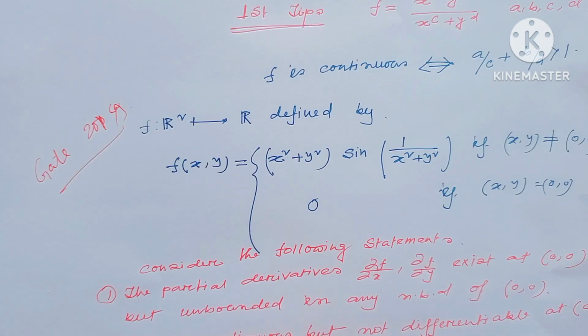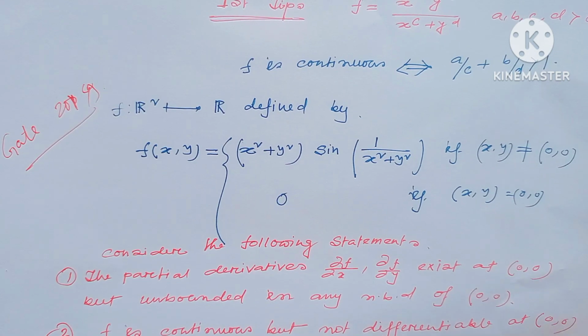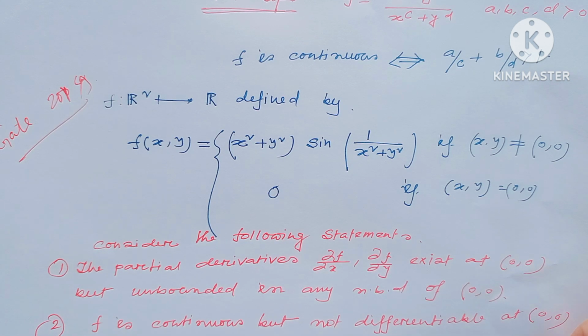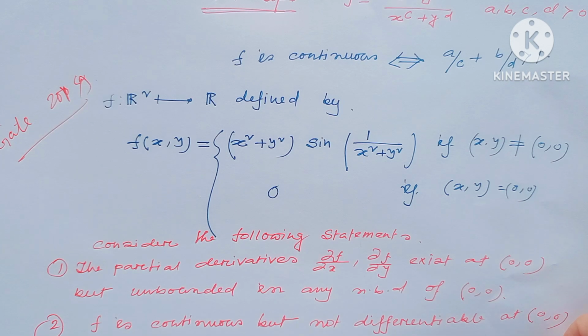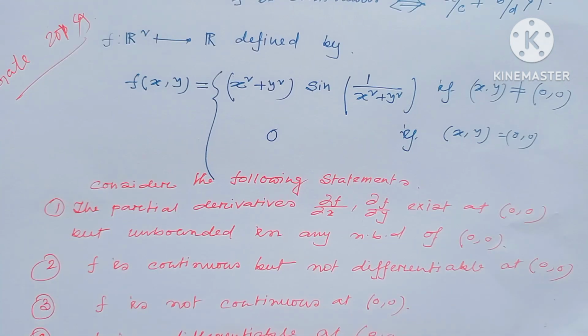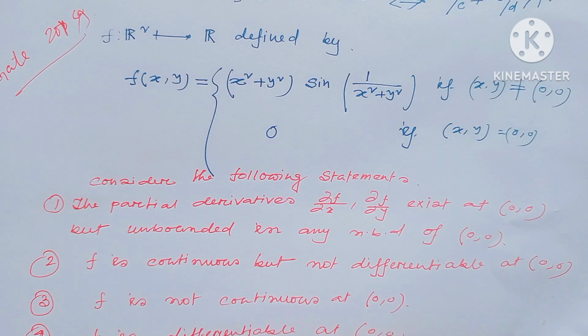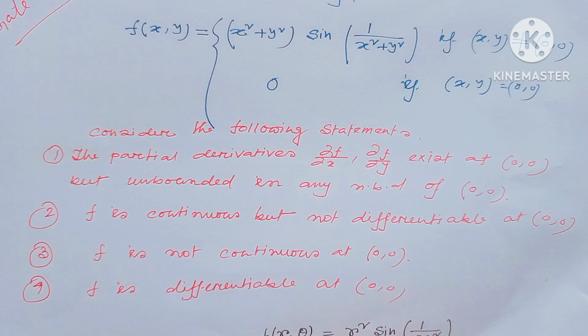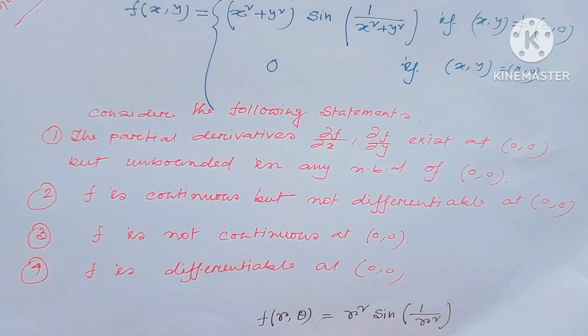GATE 2019 exam. The question: f from R2 to R defined by f of xy equal to x square plus y square times sine of 1 over x square plus y square if xy is not equal to 0, 0, and 0 when xy equals 0, 0. Then consider the following statements. Option 1: the partial derivatives del f del x and del f del y exist at 0, 0 but are unbounded in a neighborhood of 0, 0. Option 2: f is continuous but not differentiable at 0, 0. Option 3: f is not continuous, and option 4: f is differentiable.